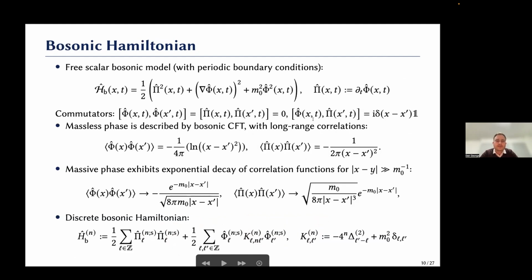The Bosonic Hamiltonian is the free scalar Bosonic model. The commutator is given, and then you've got the classic massless phase correlators and massive phase correlators here, with polynomial decay and exponential decay, respectively. In the massless phase, you've got these long-range correlations that will show up later. The discrete Bosonic Hamiltonian, once you've put it into the wavelet basis analogously using that overlap procedure, also has this expression for the coupling matrix in terms of these derivative overlap coefficients.